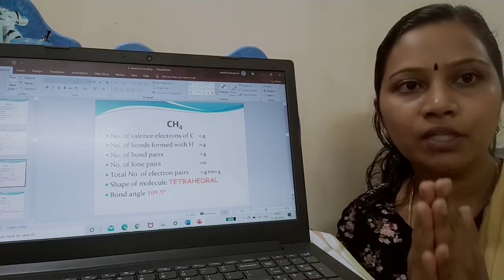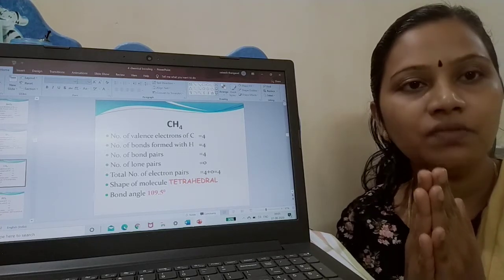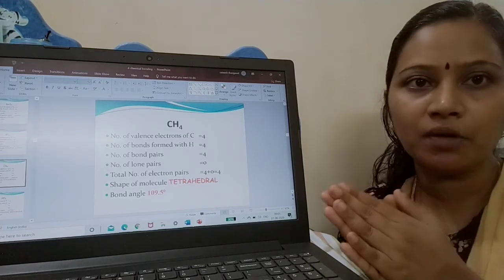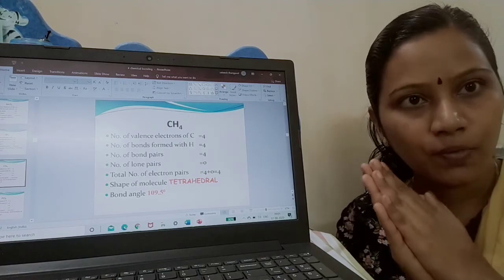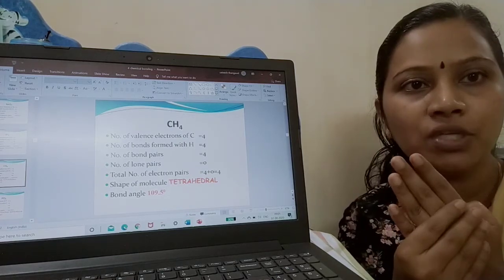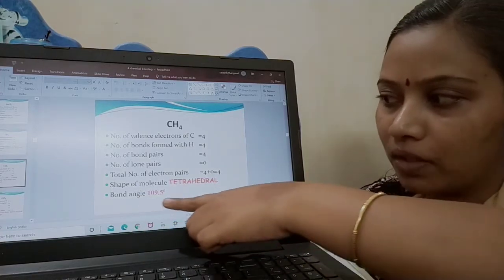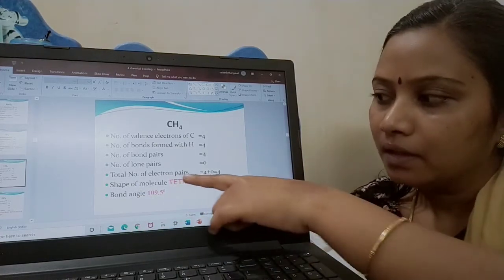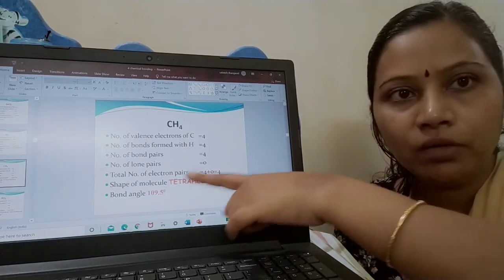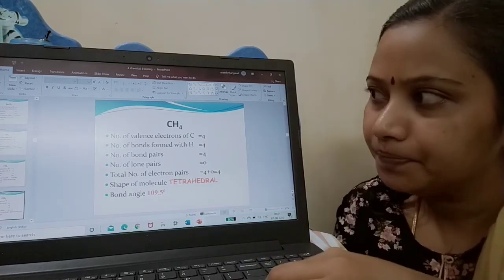From this, when you calculate the total number of electron pairs present, which is nothing but number of bond pairs plus number of lone pairs, 4 plus 0 is equal to 4. Since it is 4, what should be the shape? It should be tetrahedral. And what is the bond angle? The bond angle is 109.5 degrees. Corresponding to the shape of the molecule, you need to remember the bond angle.